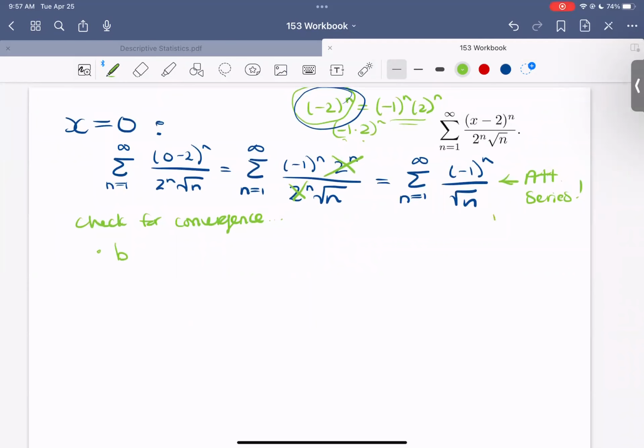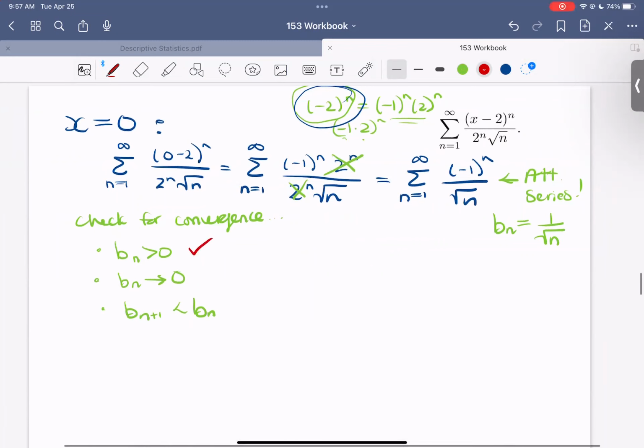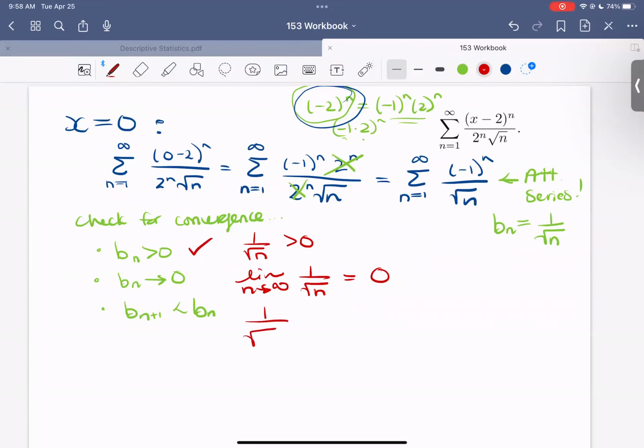And before doing that, I can identify that my bn is going to be 1 over root n. So I need the bn's to be positive, I need their limit to go to 0, and I need them to be decreasing. And we can go ahead and check. We can see actually right away that all of these are satisfied. Yep, 1 over root n is always bigger than 0. The limit as n goes to infinity of 1 over root n is just 1 over infinity, which goes to 0.